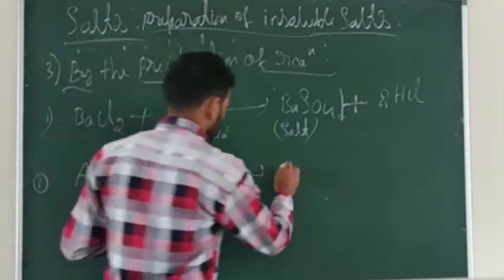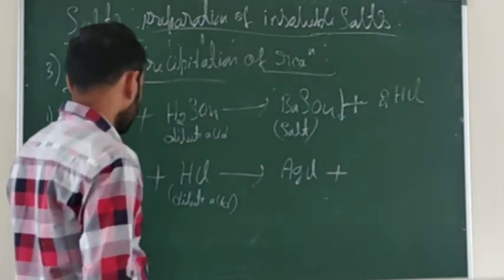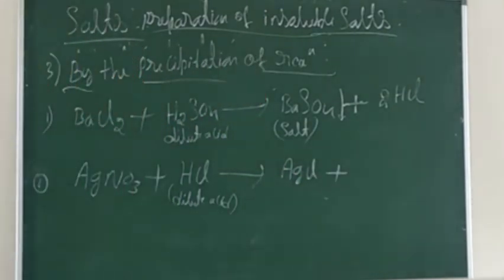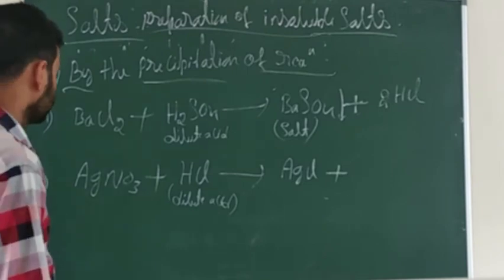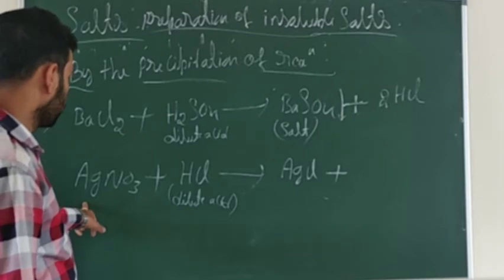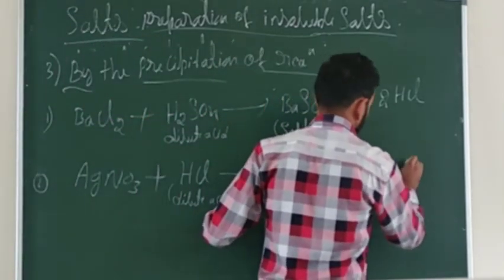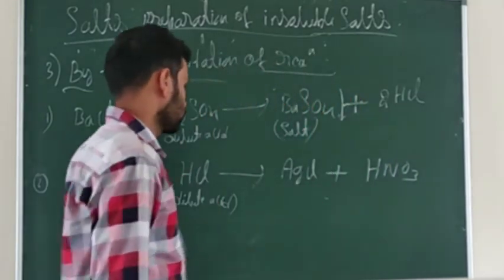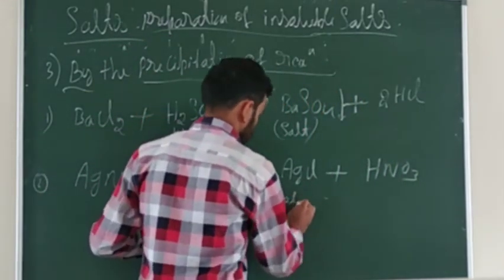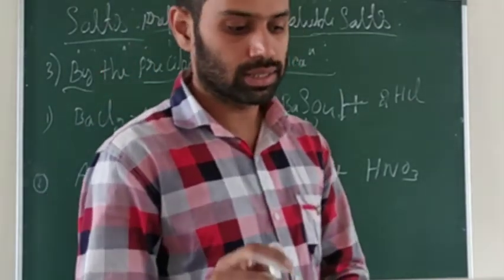So it forms AgCl, silver chloride, plus what is the other product? HNO3, nitric acid. So AgCl is the salt, an insoluble salt.